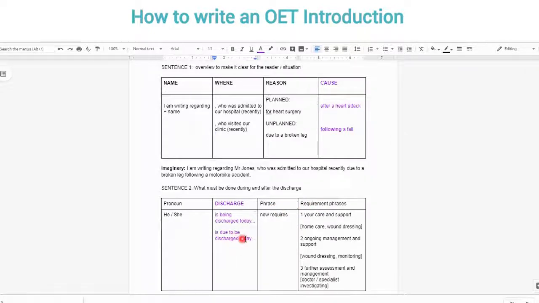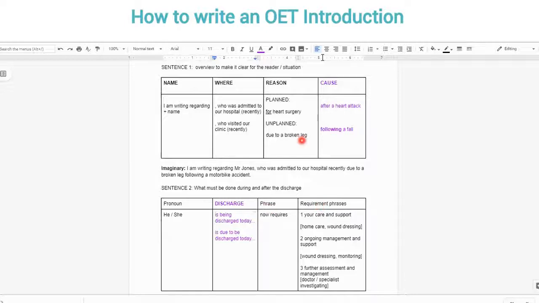Excellent. I like that. Set to be. That's nice. Instead of due to be, set to be. Really nice. And one more, please, just from your imagination. I'm writing regarding Mr. Bob, who was admitted to our hospital recently for angiogram following severe chest pain. Excellent. He is due to be discharged today and now requires further care and management.